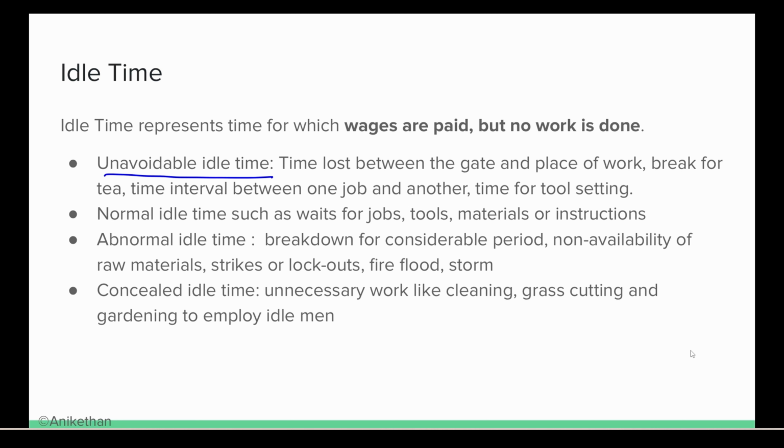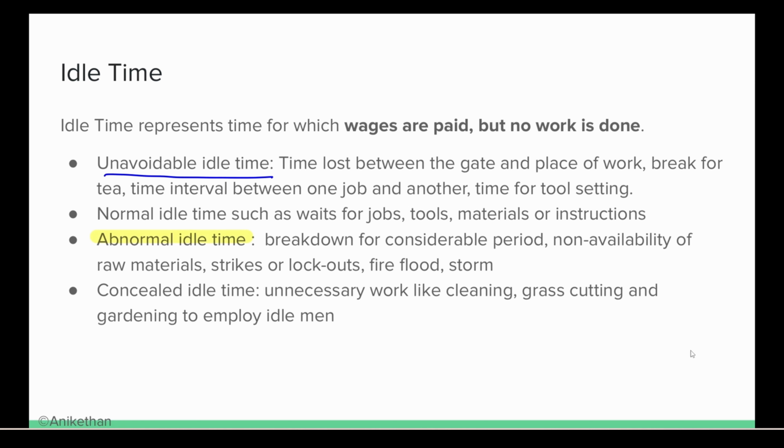Next, you have abnormal idle time. What is abnormal idle time? Breakdown of a machine, or the raw material is not available, or there is a fire, or there is a flood. Because of this, production cannot happen. So these are all not normal. Such conditions amount to abnormal idle time.